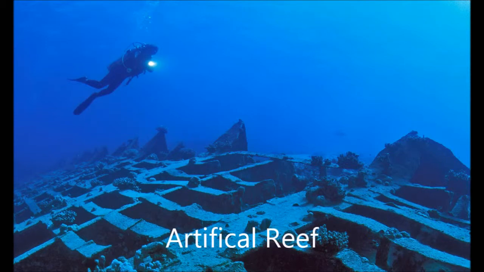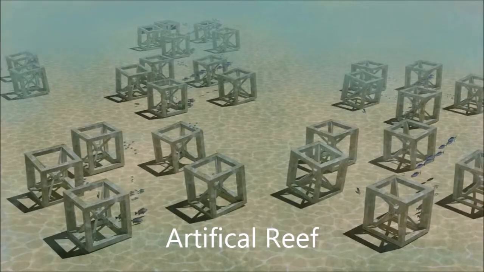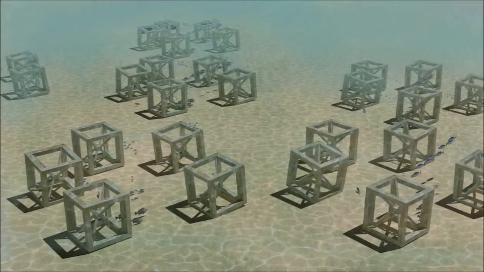Encouraging coral reef growth by the establishment of artificial reefs can protect beaches against coastal erosion. It accomplishes this by reducing the speed and energy of waves approaching the coast.